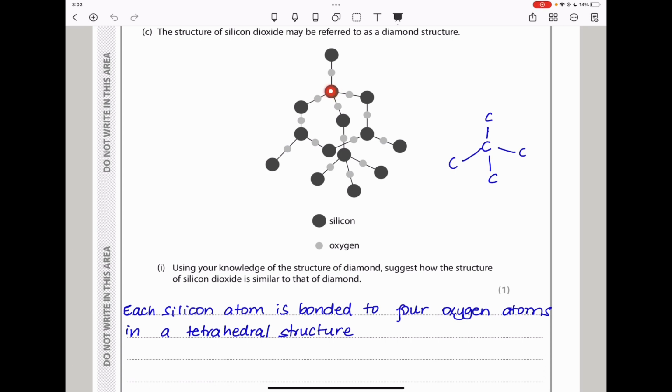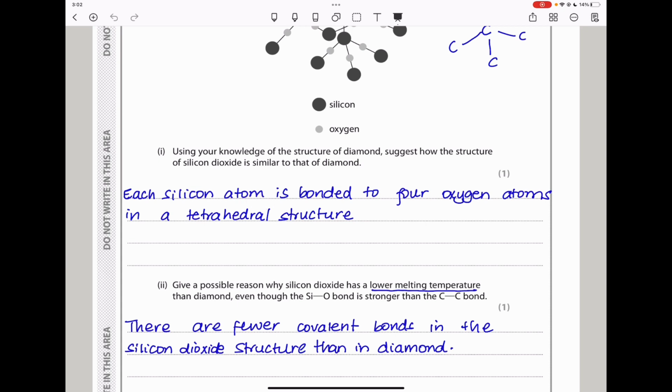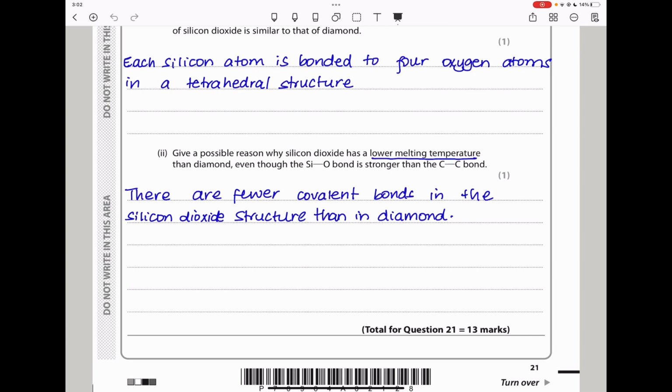We can see at the center we have a silicon atom and we have 4 other oxygen atoms surrounding it in the same tetrahedral shape. So I said each silicon atom is bonded to 4 oxygen atoms in a tetrahedral shape. That is why the structure in silicon dioxide and that in diamond are exactly similar. So the next part says, give a possible reason why silicon dioxide has a lower melting temperature than diamond, even though the silicon-oxygen bond is stronger than the carbon bond.